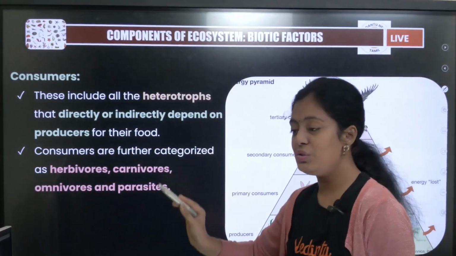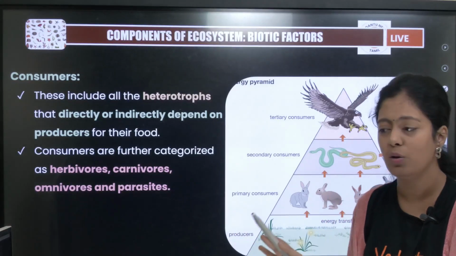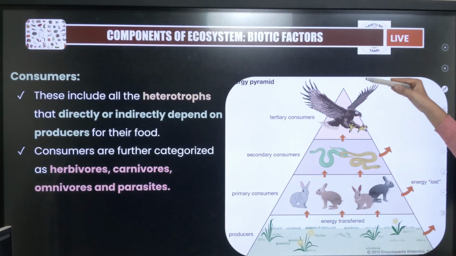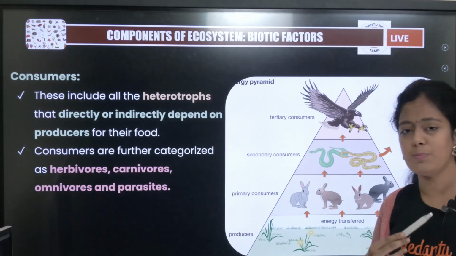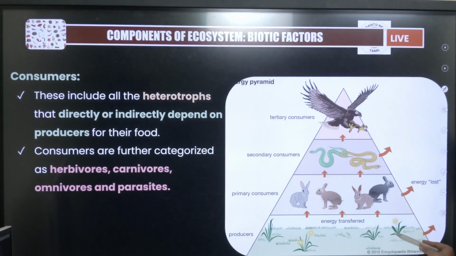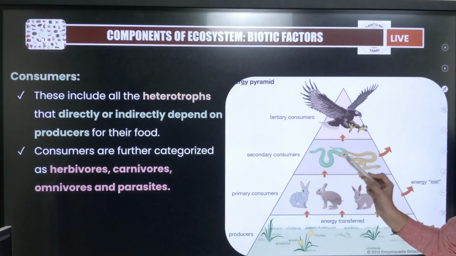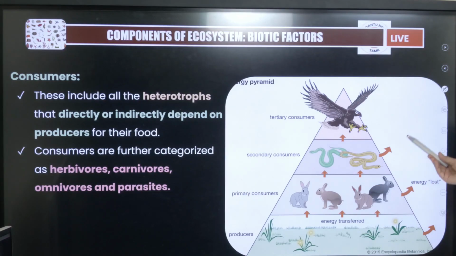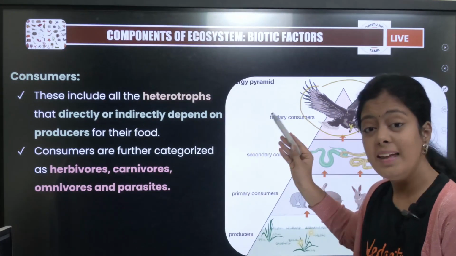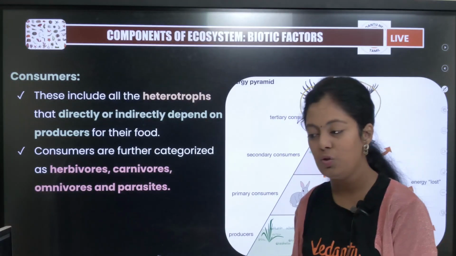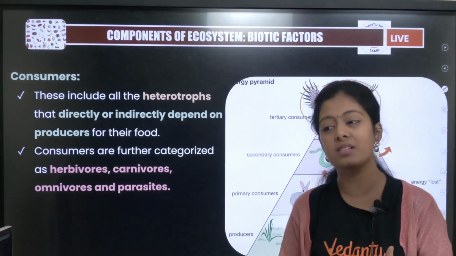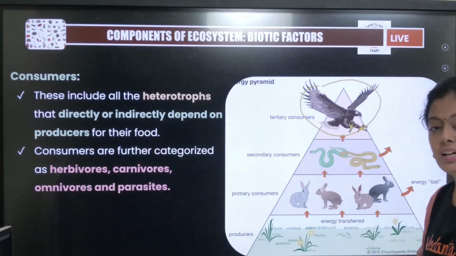Then you have consumers. They all include your heterotrophs. I think all of you know we have primary consumer, secondary consumer and tertiary consumer. Who are these primary consumers? All your herbivores come under primary consumers. Then your primary carnivores come under secondary consumers. Top carnivores, like your lion and tiger, come under tertiary consumers. Other than that you have parasites and predators.